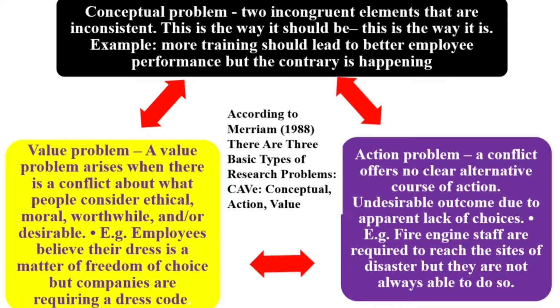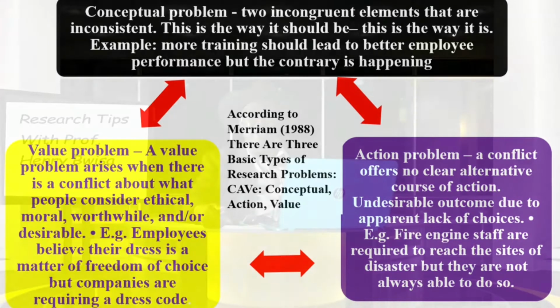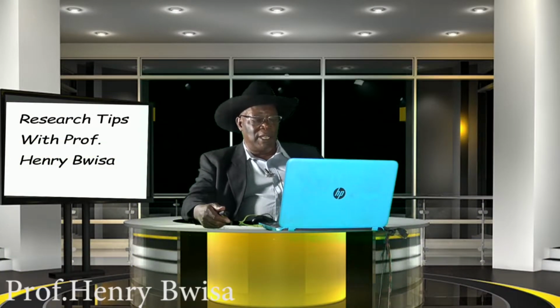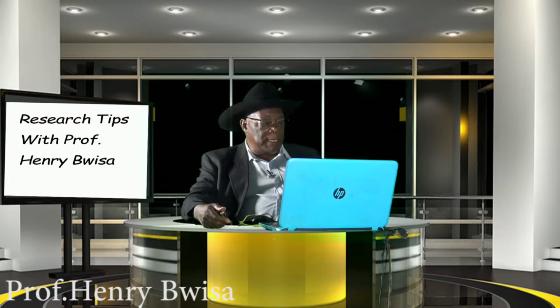For example, more training should lead to better employee performance, but the contrary is happening. We are training and yet performance is not improving. Now that is a conceptual problem. We need to find out, are we not training right? Or are we not training the right people? So that's the first. The second is value problem.